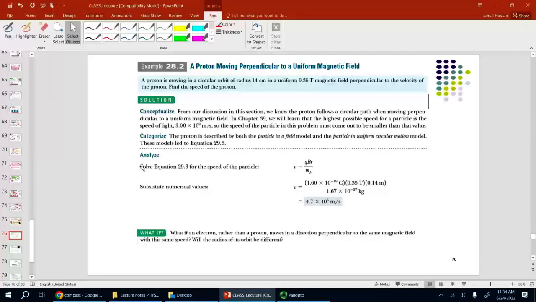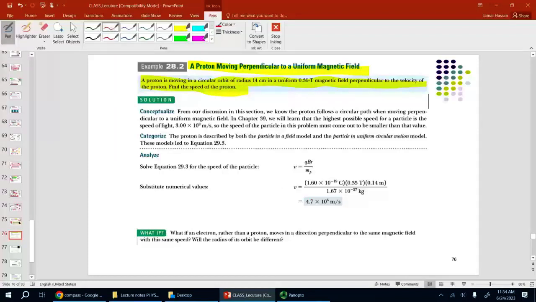Okay, we're going to solve this question, and I might make this one a part one of the video. So here we have a proton moving perpendicular to a magnetic field. A proton is moving in a circular orbit, radius 14 centimeters, in a uniform 0.3 Tesla magnetic field perpendicular to the velocity. Find the speed of the proton.